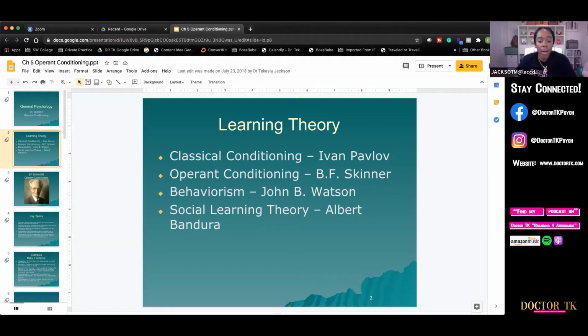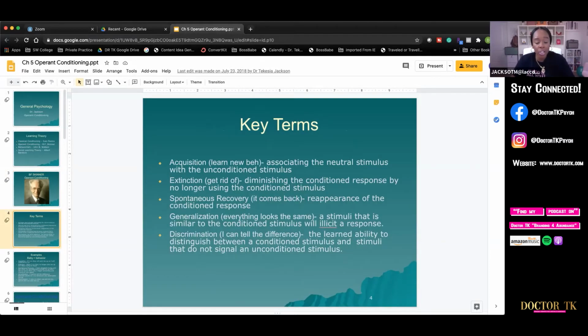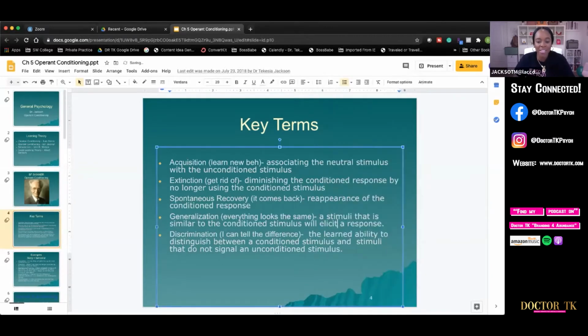So now let's get into operant conditioning. This gentleman, his name is B.F. Skinner, and he is the founder theorist of operant conditioning. And as usual, I'll give you the terminology that's listed in your book, and then I'm also going to break it down into regular English, okay? So you definitely need to know these terms. Per usual, I'm not expecting you to write down everything on the screen. There's a typo. But you are required to understand what these terms mean, okay?